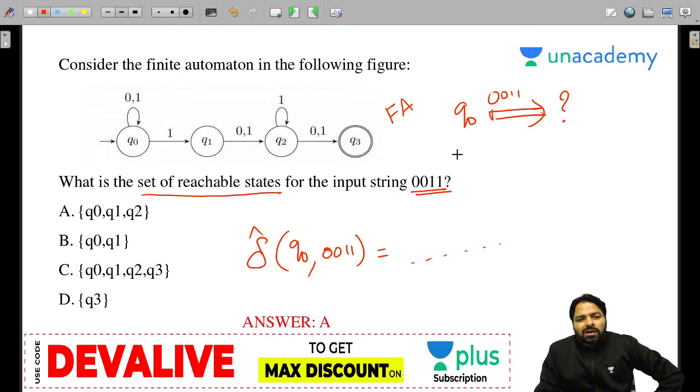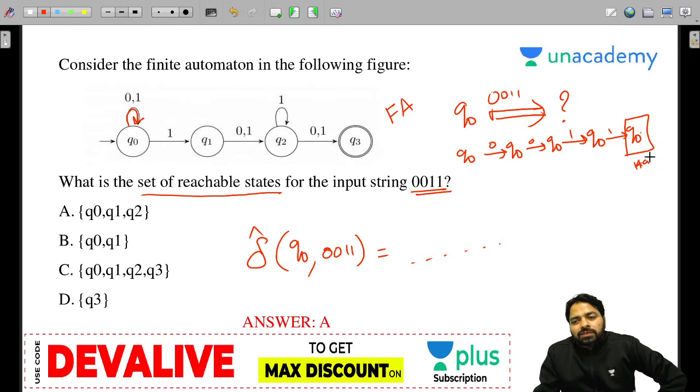One by one. See guys, at Q0 there is a self loop on 0, 1. So somebody can prove that I can halt at Q0. Yes or no? I can read everything, whatever you give, from Q0. I can halt at Q0. You can halt there. But don't worry about accepted or not accepted. They didn't ask whether it is accepted. They asked only about reachable states. What are the states that you can halt at?